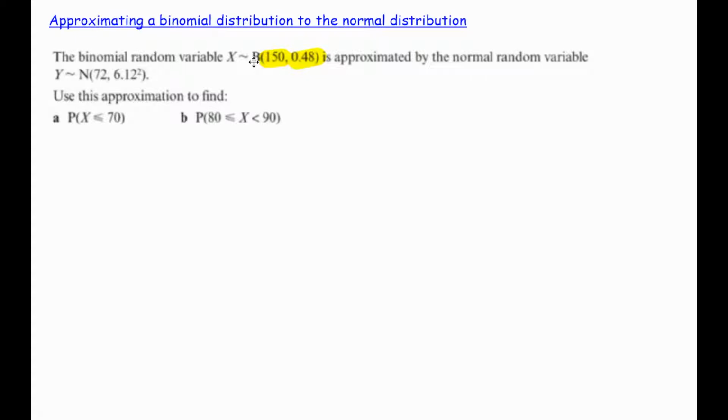In this example, it's already been approximated for us, but let's just follow through and make sure we know how to get those values. For the normal distribution, I need to know the mean. I'm talking about mu, the population mean, and that can be estimated using n times p, which in this case is going to be 150 times 0.48, which does indeed lead to 72.